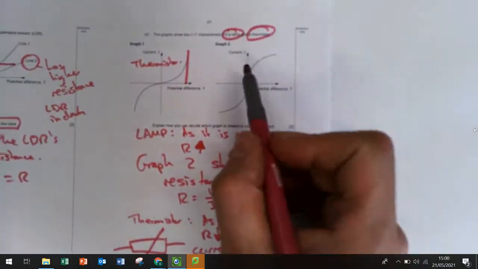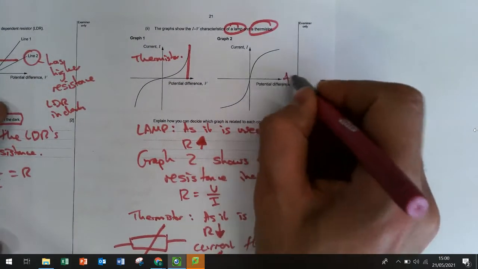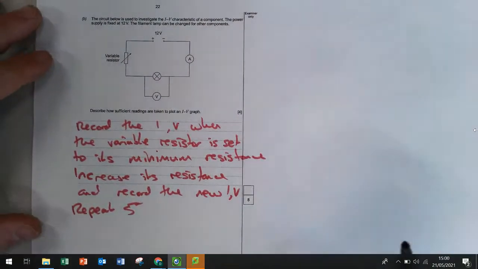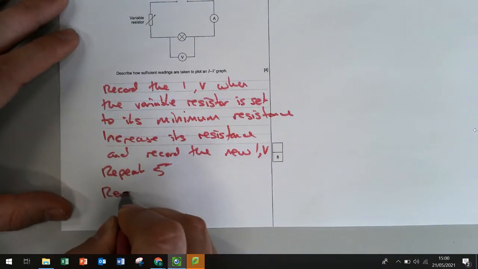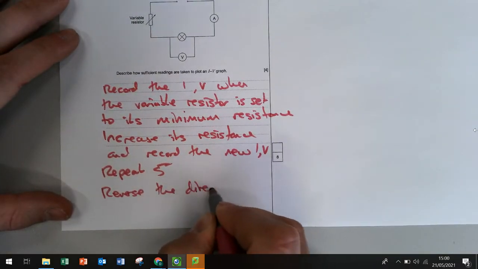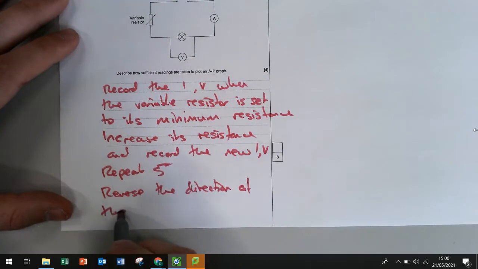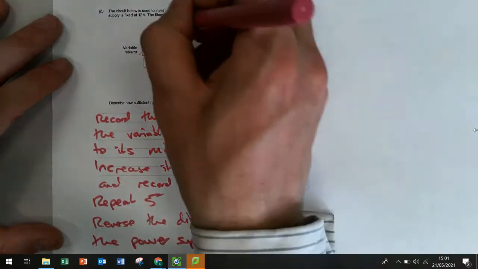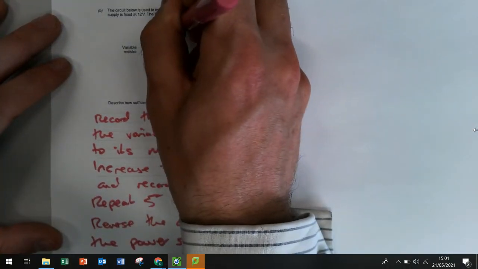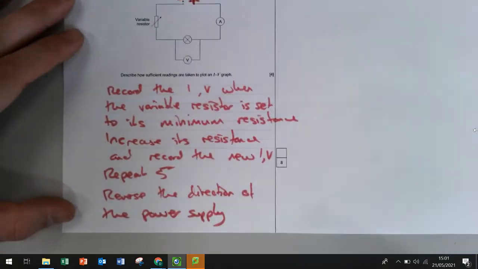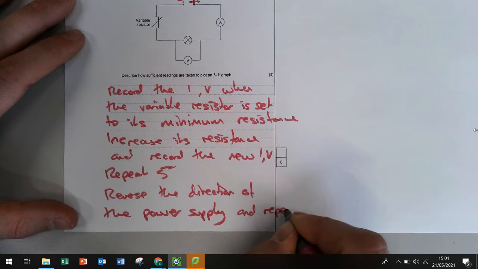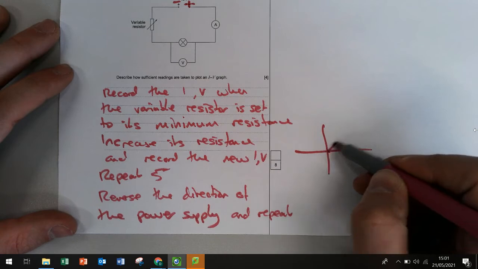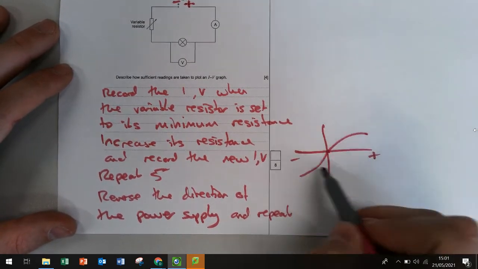If we look at the IV graphs, we know that we have both positive and negative values for potential difference. So we need to explain how we're going to get that. So we could then say reverse the direction of the power supply. So we're actually going to make this side positive and this side negative, and repeat. And this will give us the other side of our IV graph, this will give us the negative side of the IV graph.